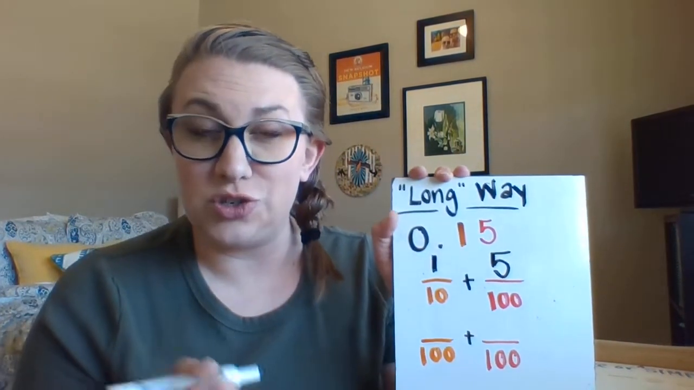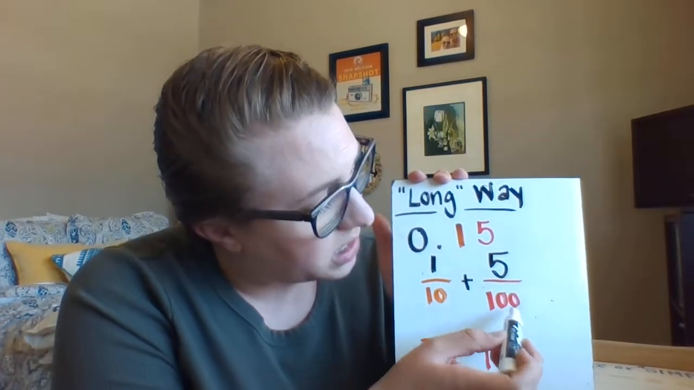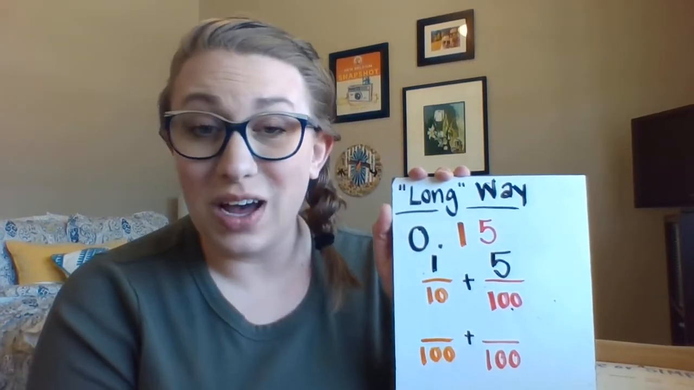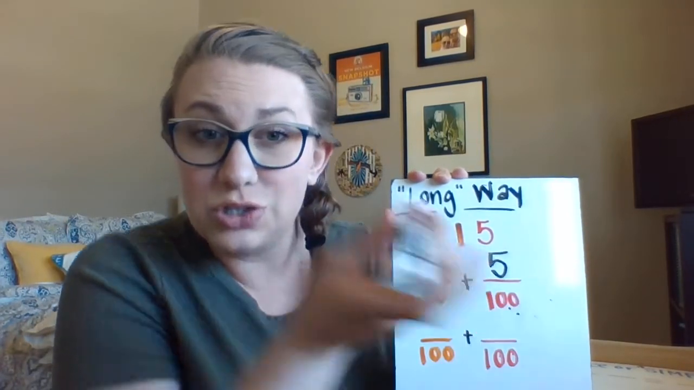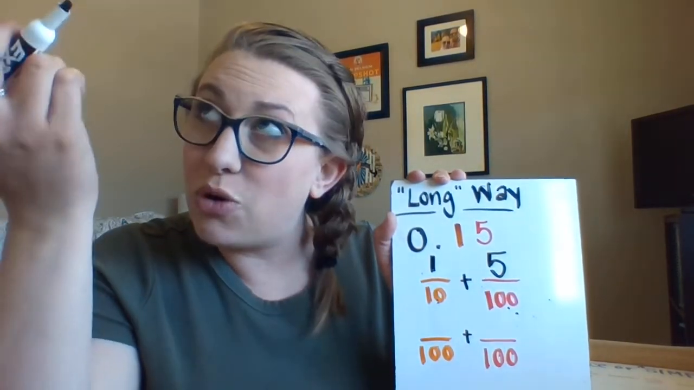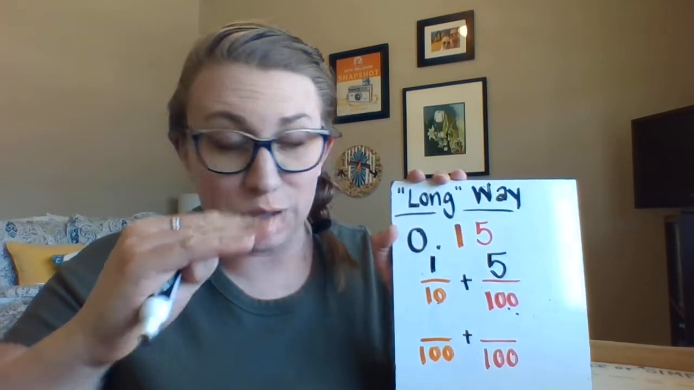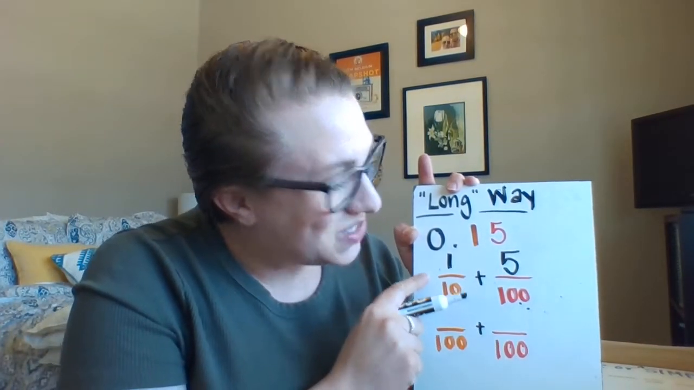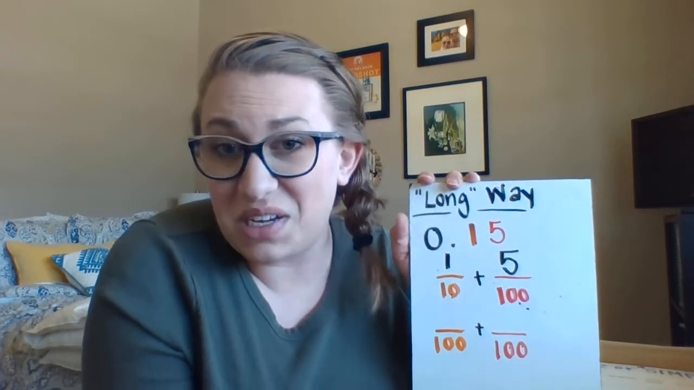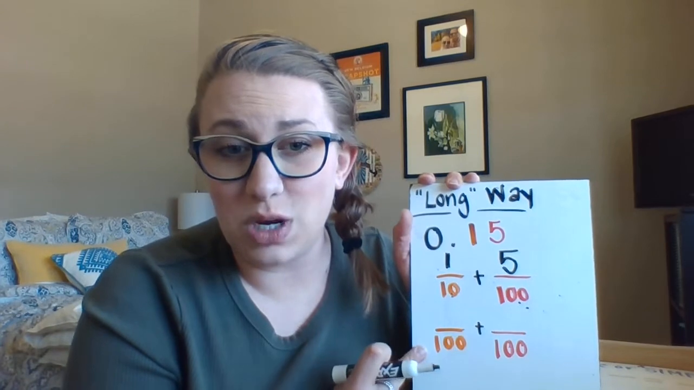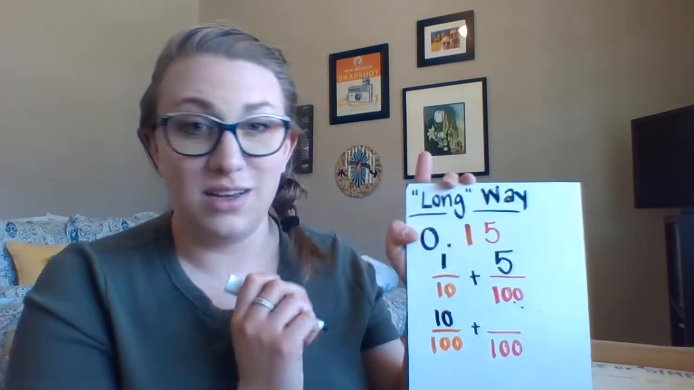plus 5/100. But here's the problem. We can't actually add those 2 fractions together because you have to have a common denominator. So just like what we practiced when we went 1 through 5 here, what is 1/10 the same as? Think about it. We're going to multiply it by 10. 10 times 10 is 100. 1 times 10 is 10. So 1/10 is the same as 10/100, right?